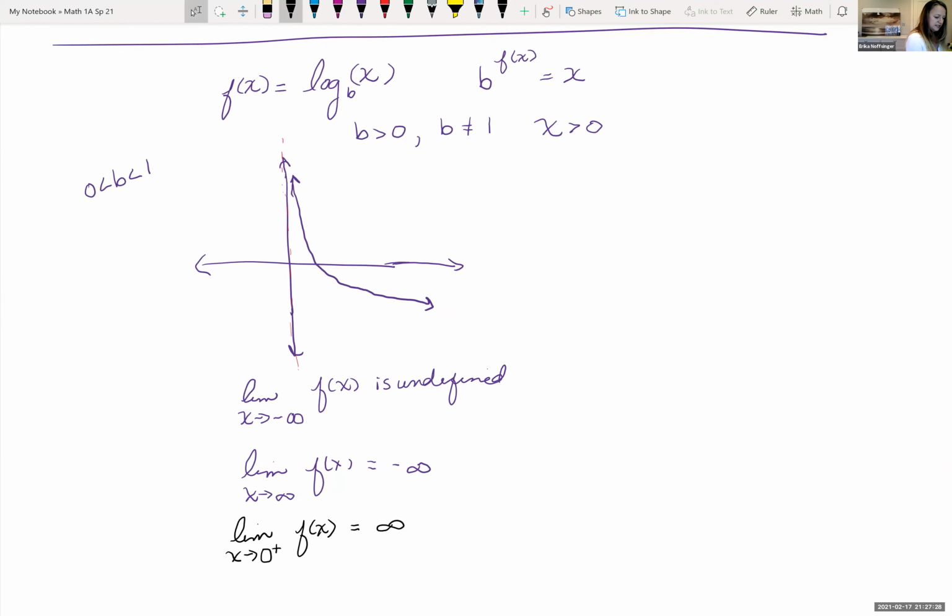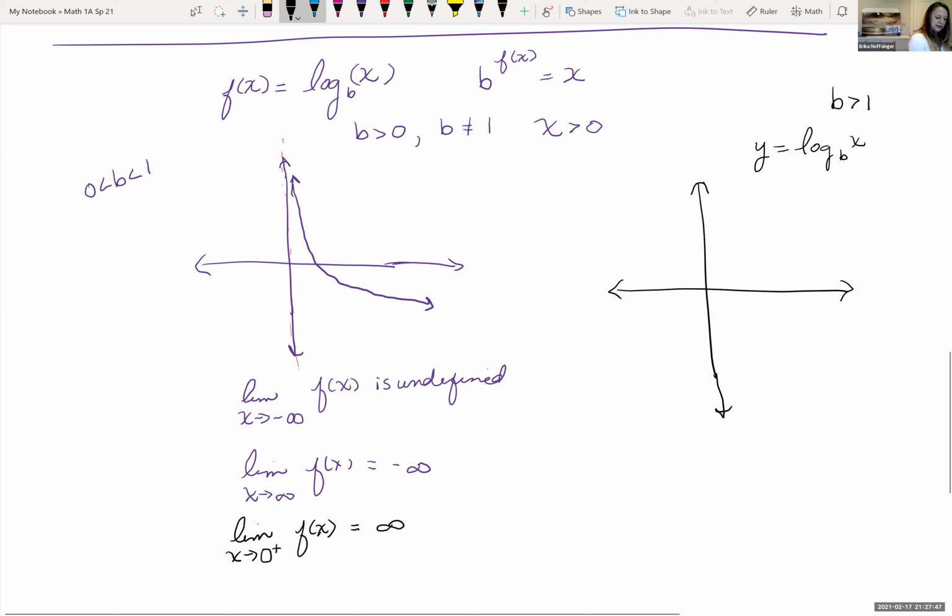And then the other case that we could have is y equals log base b of x, where b is greater than 1. If we look at that, our graph looks similar. It's kind of a reflection, but it's more like this.